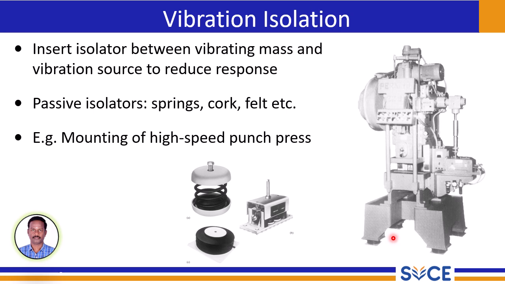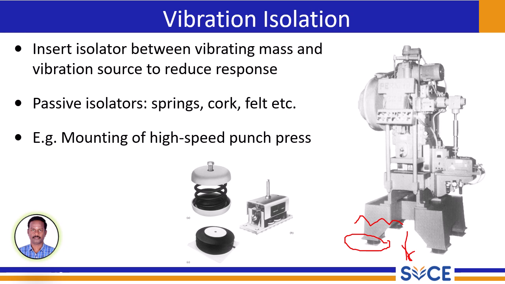A classic example of where vibration isolation is crucial is the mounting of high-speed machinery such as a punch press, as shown in this image. These machines generate significant impact forces and vibration during their operations. Without proper isolation, these vibrations could be transferred to the building structure, causing noise and potentially damaging the nearby structure or affecting other sensitive equipment.